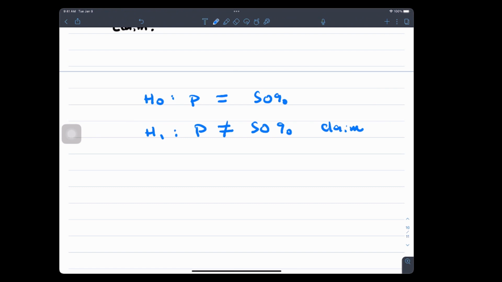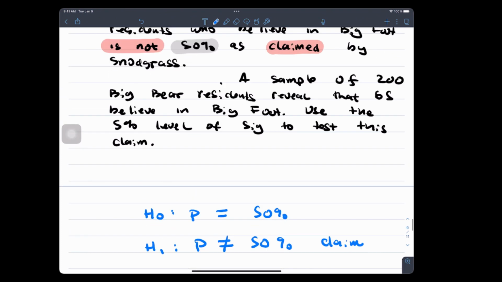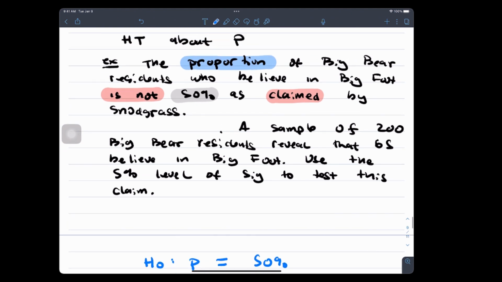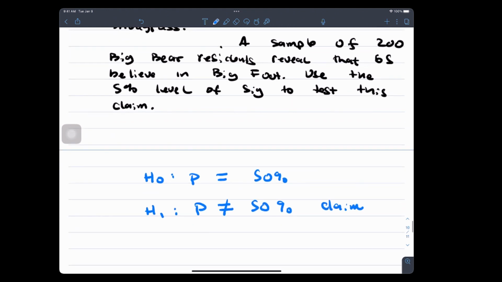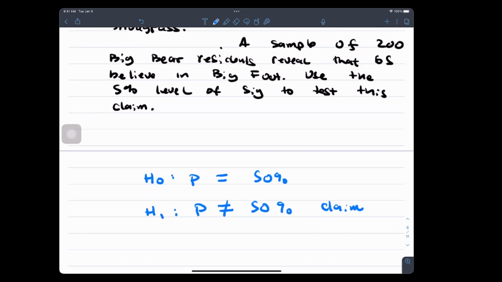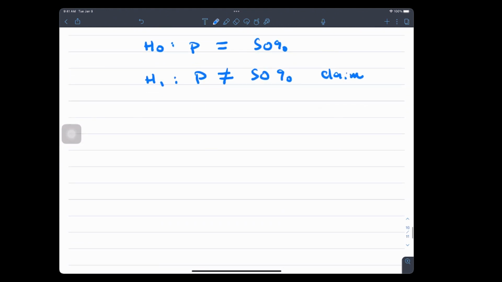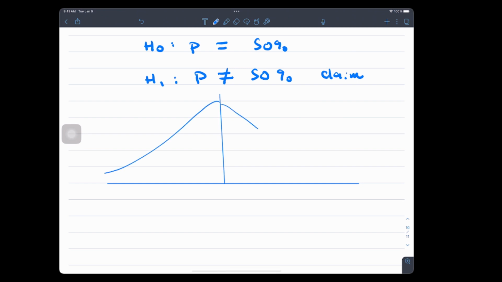Easy peasy? Okay, this is what we've been working on. Today is the first time we introduced a sample, but we can't go straight to the sample. What do we have to do? The second step is to create your what? Decision rule. Draw your bell. Draw the normal distribution.